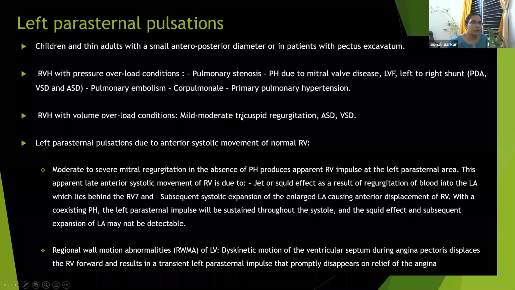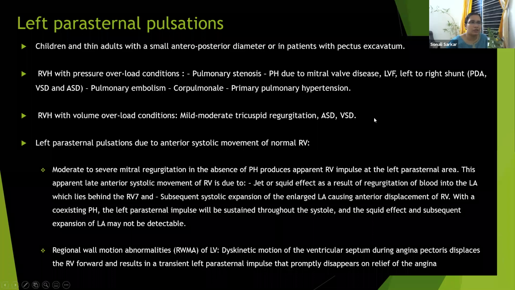Now coming to left parasternal pulsation. This is a very important topic. Left parasternal pulsation can be seen normally in children and thin adults who have a small anteroposterior diameter or in patients with pectus excavatum. Now, what are the pathological conditions where we can see left parasternal pulsation?